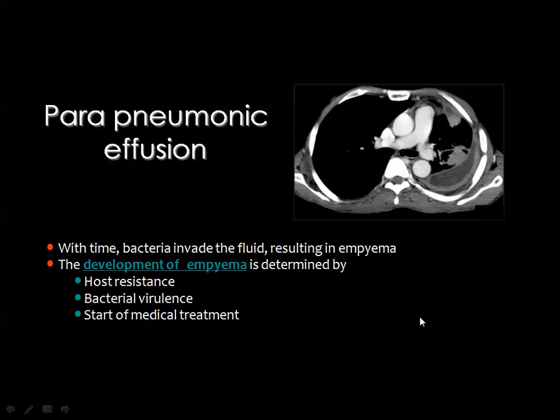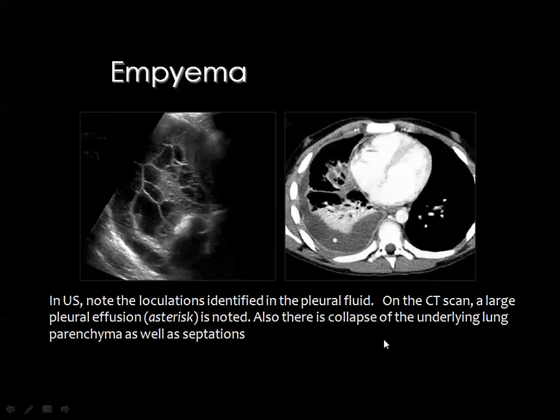Then, how can you know that the effusion is secondarily infected and the effusion is now transformed into an empyema? This will depend on the host resistance, the patient, and the bacterial virulence and the onset of medical treatment. And we used to diagnose empyema whenever we see this by CT scan. And you see a pleural collection, and the margin of the collection, the parietal pleura and the visceral pleura, are thickened and enhanced, meaning that there is an inflammation occurring in this fluid.